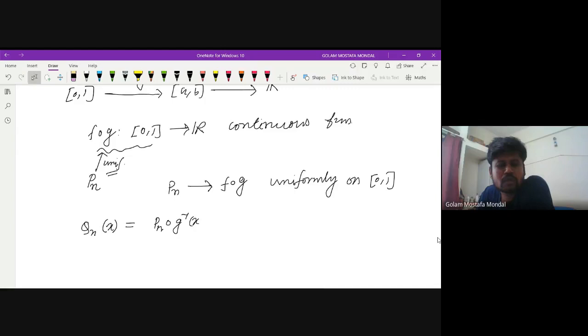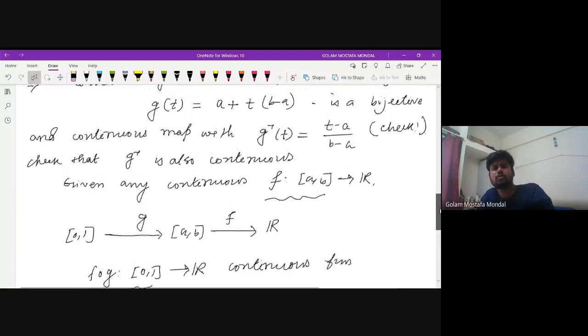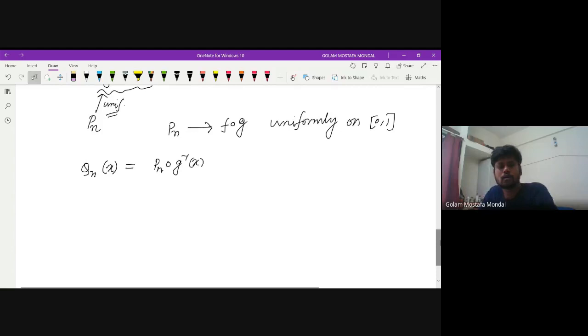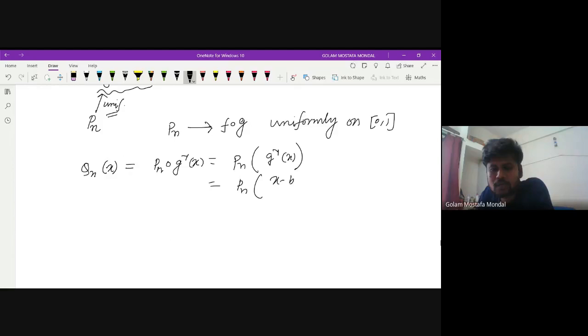Note that g inverse is given by this function. So g inverse is this. So this is Pn of g inverse of x, this is (x minus a) by (b minus a). So if Pn is a polynomial, this implies Pn of (x minus a) by (b minus a) is also a polynomial in x.